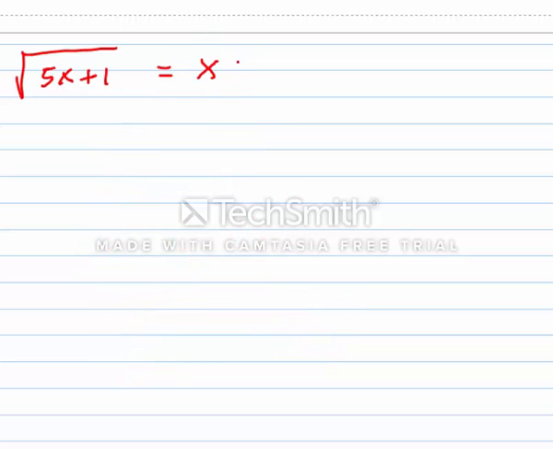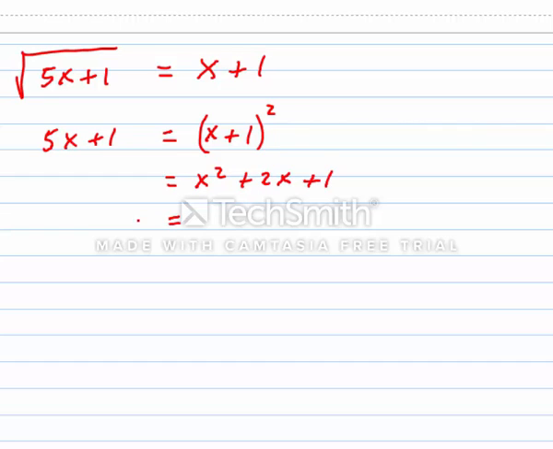The square root of 5x plus 1 is equal to x plus 1. How do we solve that? Well, again, to get rid of the square root, we square both sides. 5x plus 1 is equal to x plus 1 quantity squared, which is equal to x squared plus 2x plus 1. Bringing everything over to one side, we subtract 5x and we subtract 1. We get x squared minus 3x, and the 1's cancel, is equal to 0.